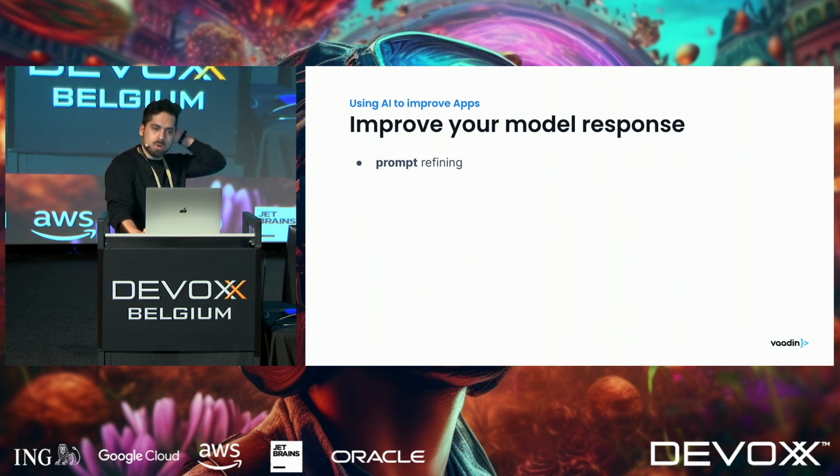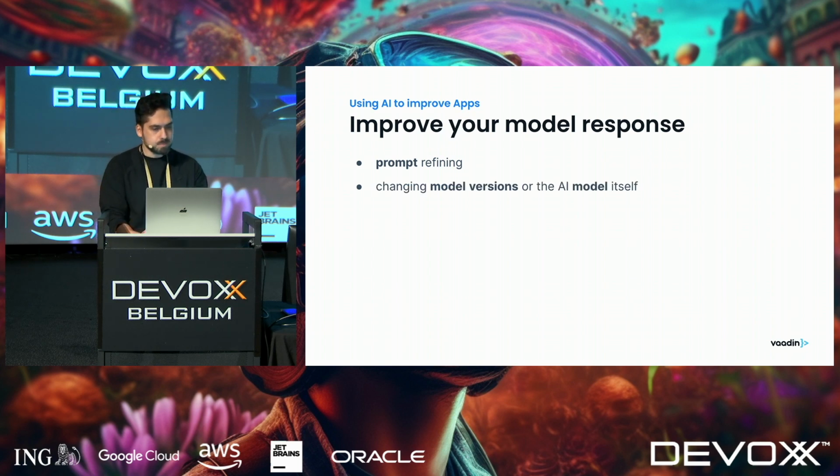How can you improve your model response? Circling back to prompt refining, it always works. I will start with this one, always, because it's the least resource-intensive, I think, and you can spend a lot of time with it. Interestingly, it can take a lot of time to find the proper prompt, because all the words can have different meanings.